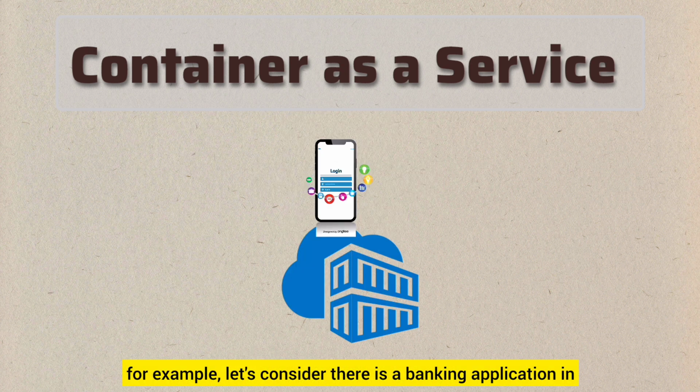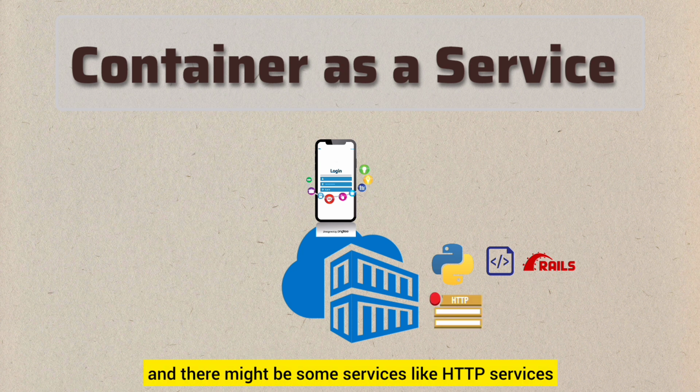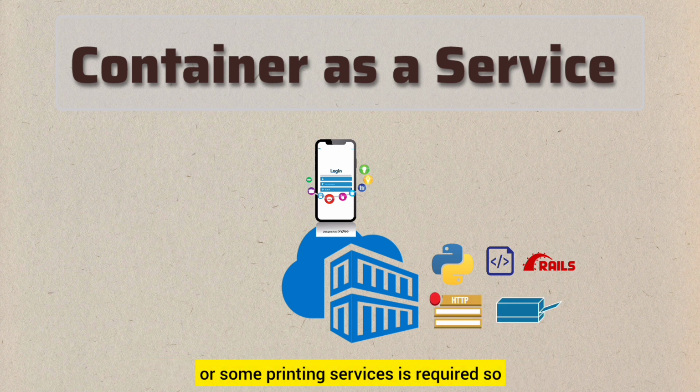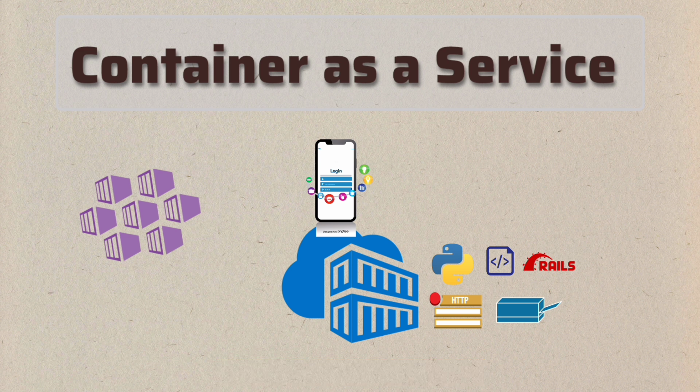For example, let's consider a banking application. In that banking application, you need a Python script, a Perl script, and a Ruby script, and there might be some services like HTTP services or printing services required. So this container will contain only these services, packed within it. The cloud service provider provides a facility to use this containerized environment so that you can use only the specific application through this container technology.